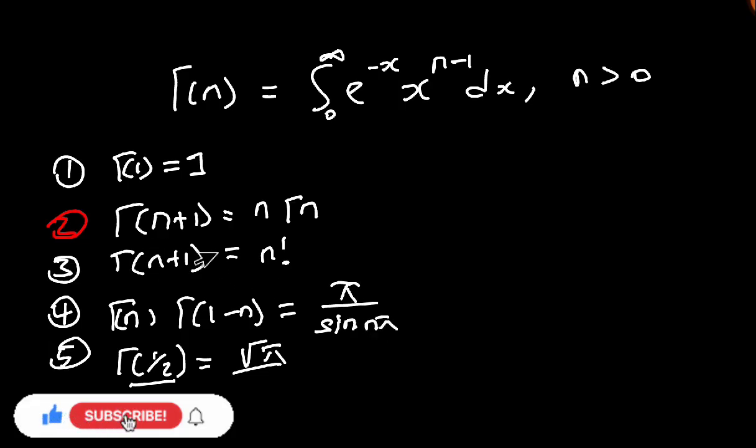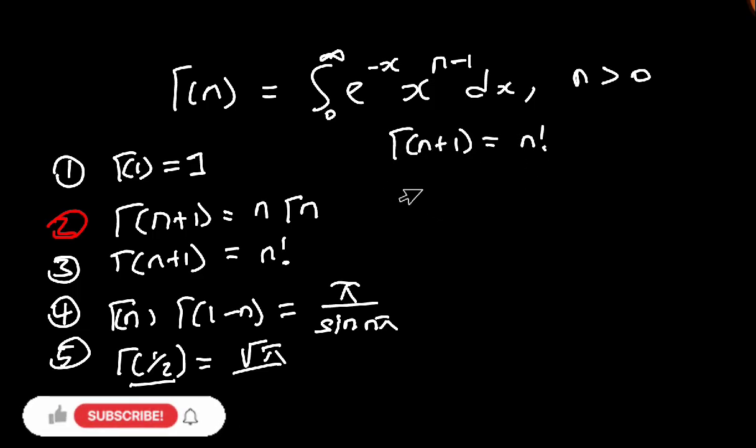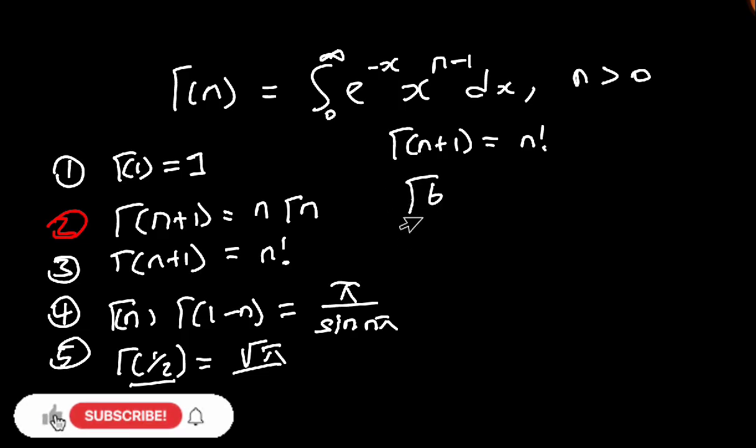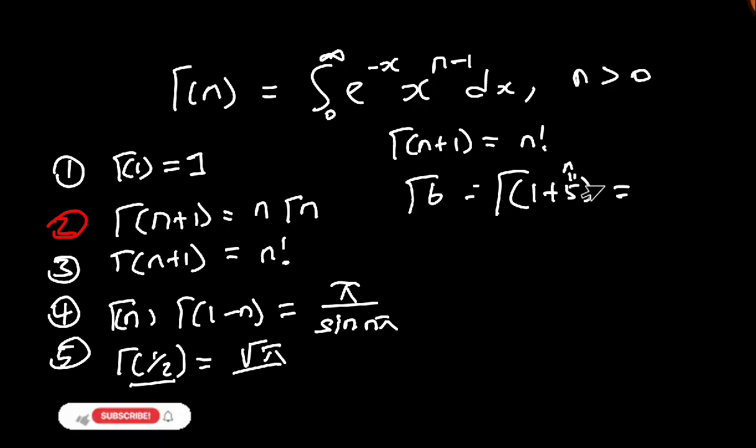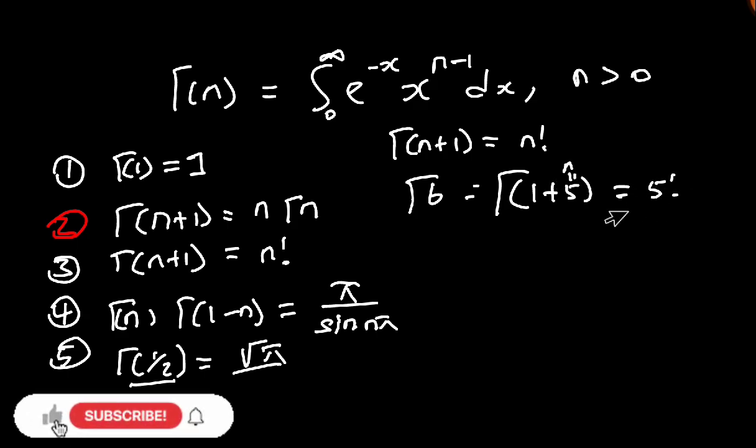Now for this third property, we have gamma n plus 1 is equal to n factorial. So if we are asked to evaluate gamma 6, we can write 6 as 1 plus 5. So this is equal to n factorial. Here n is equal to 5, so this is equal to 5 factorial. Now we know that 5 factorial is equal to 120. What this simply means is that if you have gamma 6, you find 5 factorial, just subtract 1 from this.